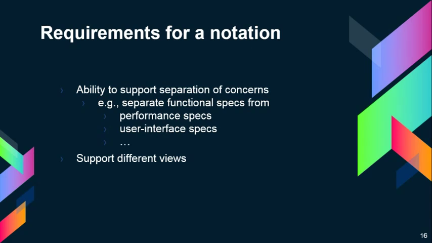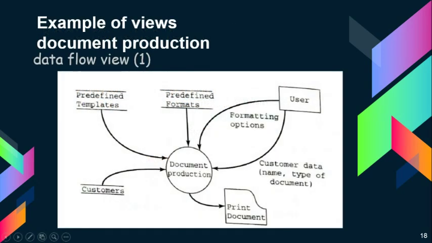In natural identification for specification, whenever possible, for example, a functional specification should be kept separate from the performance specification and from the user interface specification, and so on. Sometimes separation of concerns may even result in using different notations for specifying different aspects of a system.